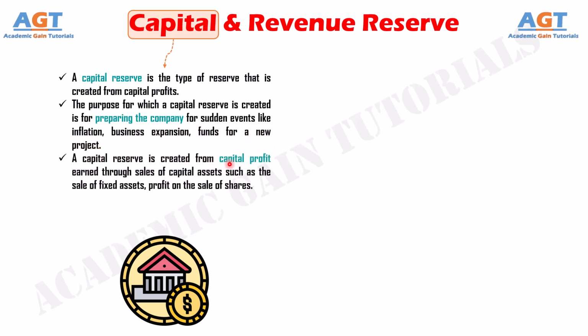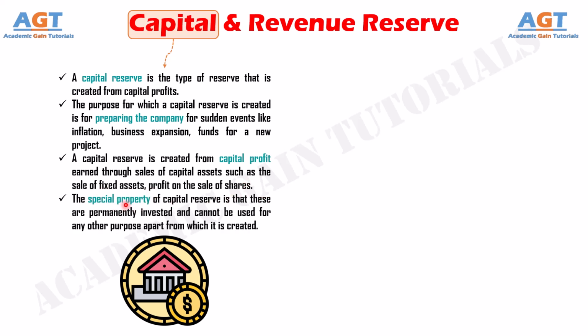A capital reserve is created from capital profit earned through sales of capital assets, such as the sale of fixed assets, profit on the sale of shares. The special property of capital reserve is that these are permanently invested and cannot be used for any other purpose apart from which it is created.